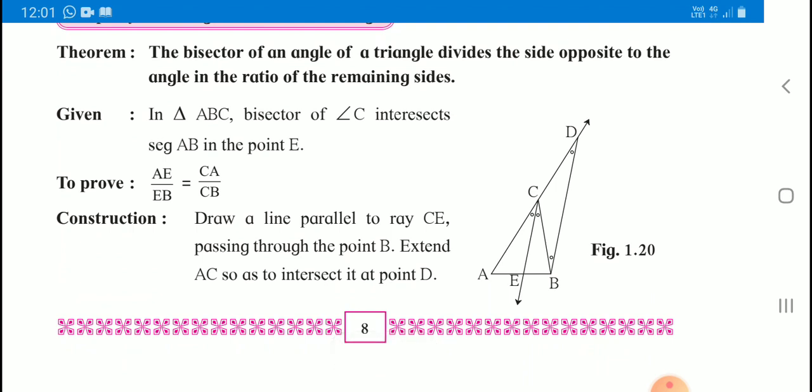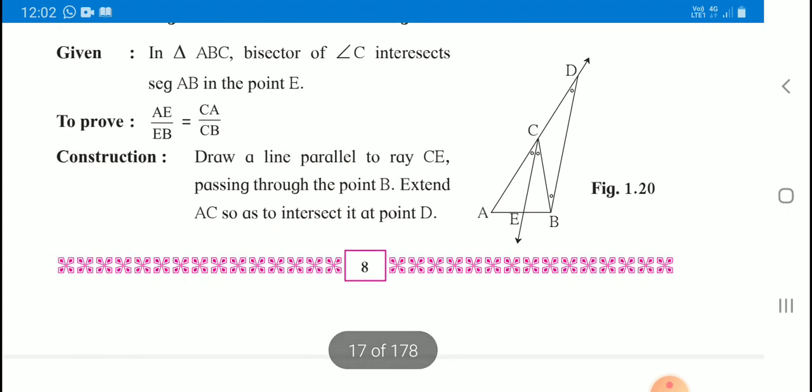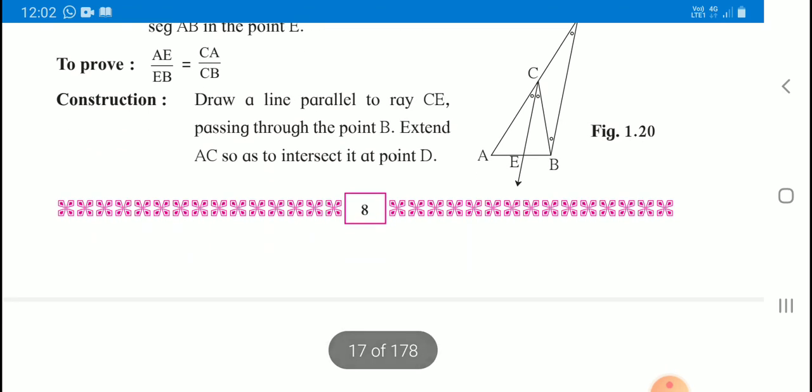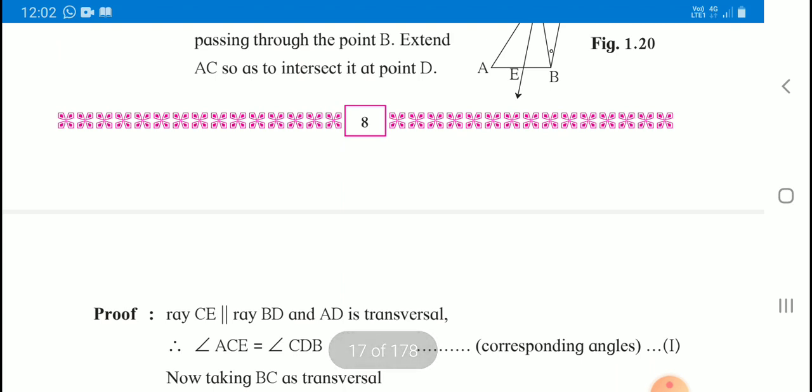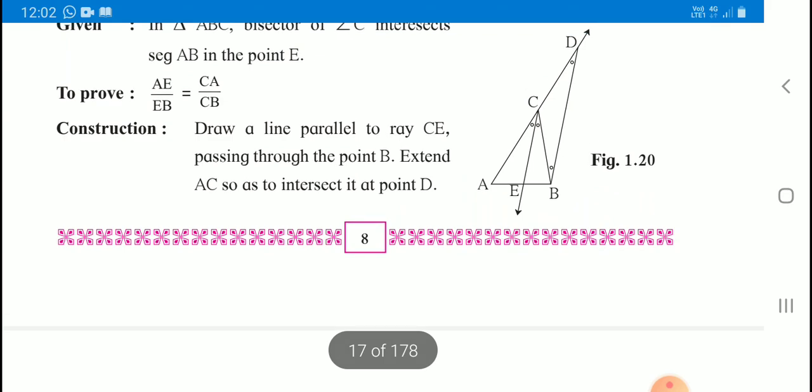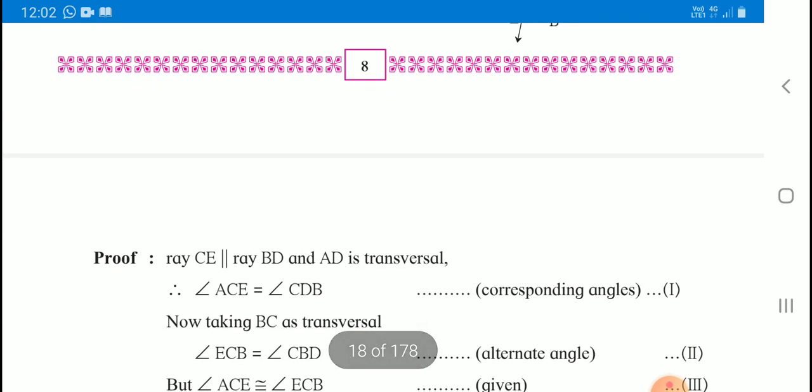Now here they did the construction: draw a line parallel to ray CE passing through the point B. Extend AC so as to intersect it at point D. You can see this in figure number 1.20. Now we'll see the proof of this theorem. Ray CE is parallel to ray BD.